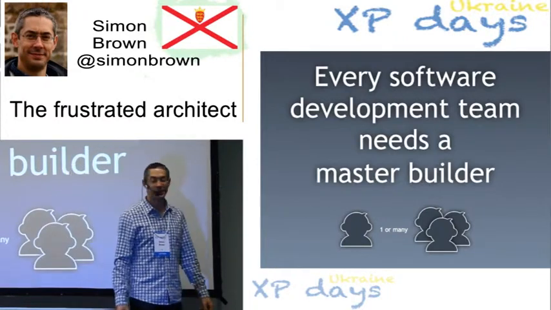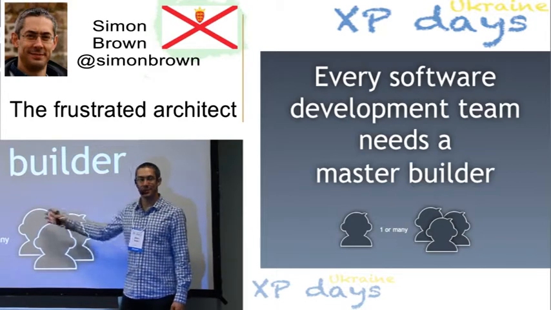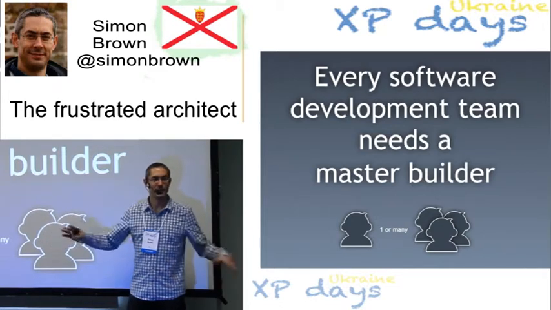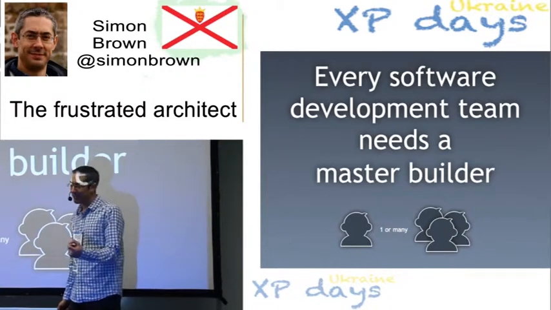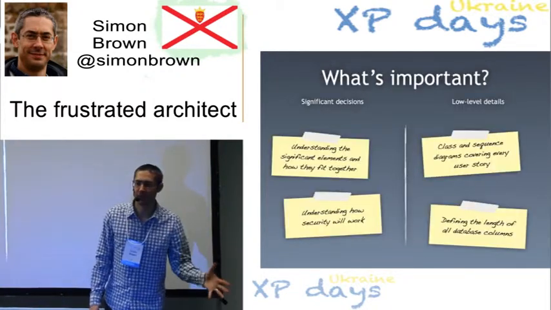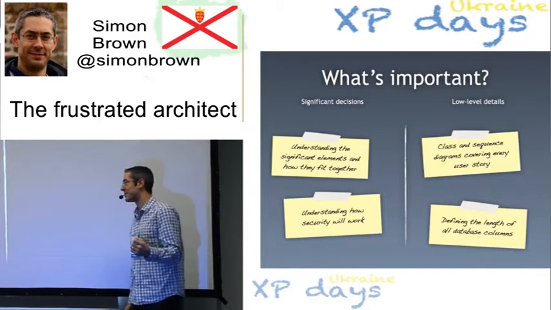Every team should have one or more master builders to look after the technical leadership stuff. This is how we do the self-organizing team thing. We split the role amongst many people. That can work fine. And really, it's not about focusing on big upfront design. It's about focusing on what's important.